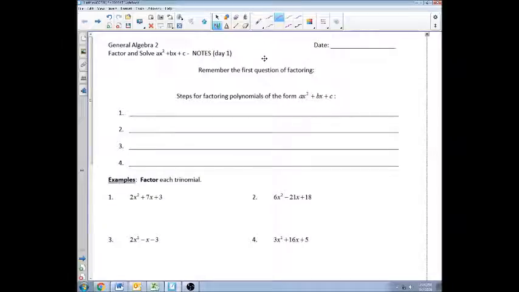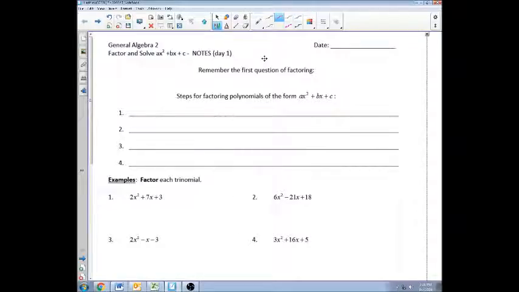This lesson is for my Algebra 2 class. This is factor and solve when a does not equal 1. This is going to be the next level of factoring and solving. This is the next step after the last two sections we have done.